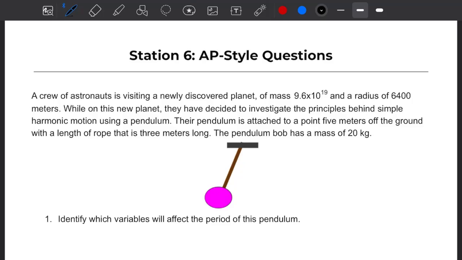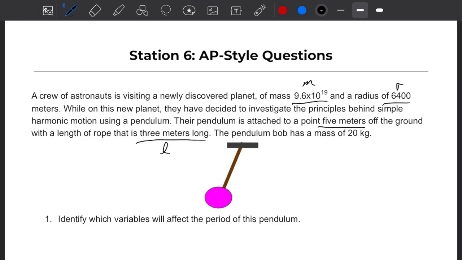A crew of astronauts is visiting a newly discovered planet of mass 9.6 times 10 to the 19 and a radius of 6,400 meters. While on the new planet, they have decided to investigate the principles behind simple harmonic motion using a pendulum. Their pendulum is attached to a point 5 meters off the ground, where that 5 meters is pretty insignificant for the 6,400. And then there's a length of rope that is 3 meters long. So that 3 meters long will be the length of the pendulum, the L. The pendulum bob has a mass of 20 kilograms.